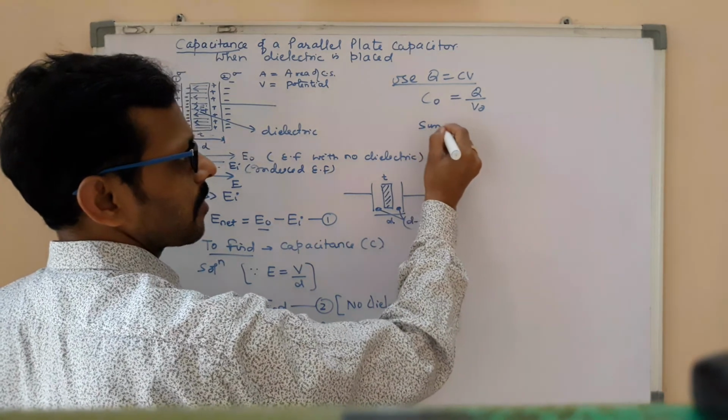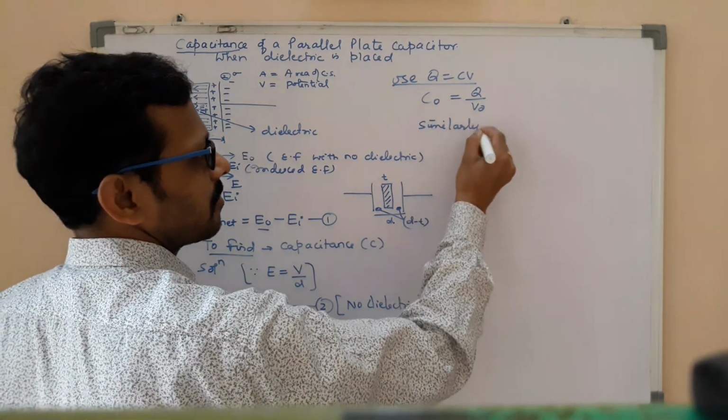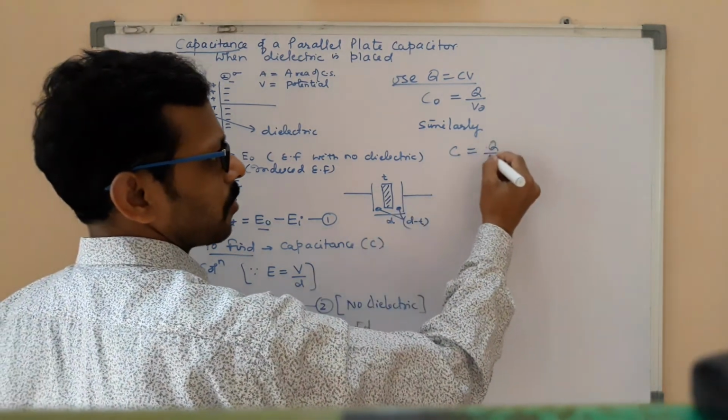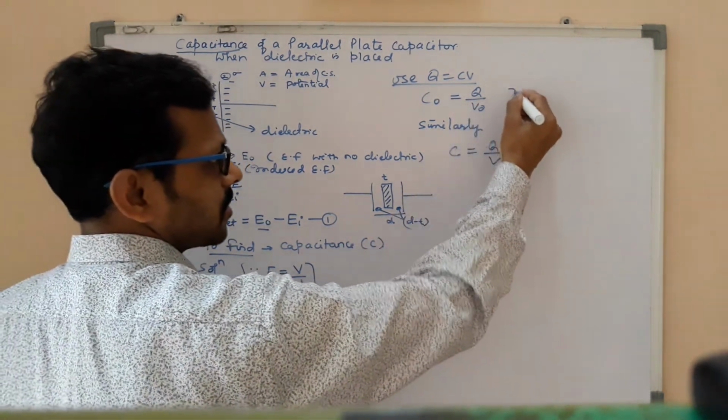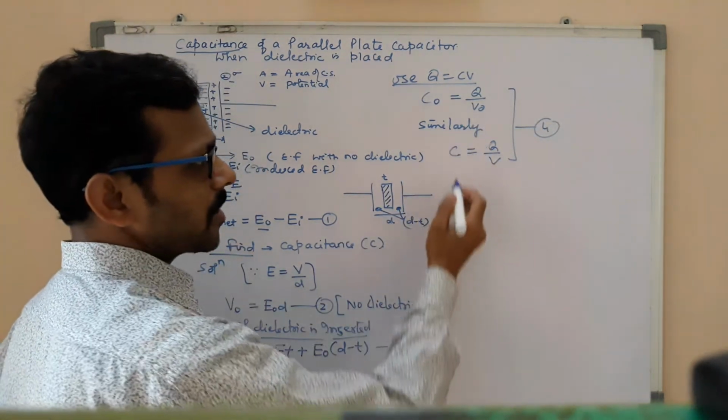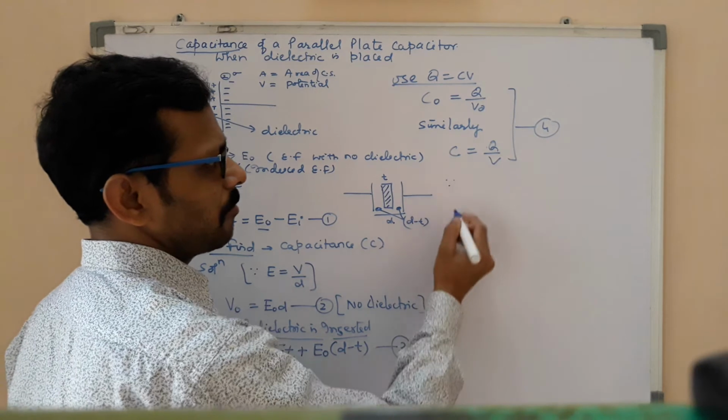Similarly, capacitance when dielectric is inserted will be Q upon V. Let me mark this as equation 4. Divide these two equations. What will we get?